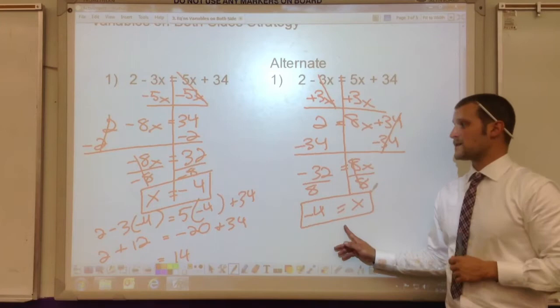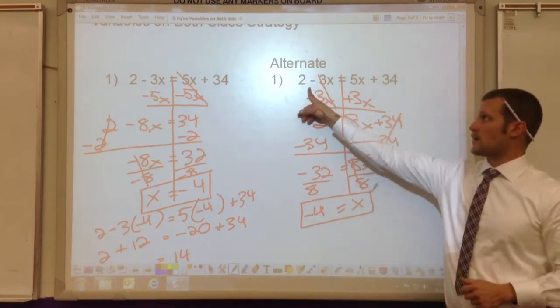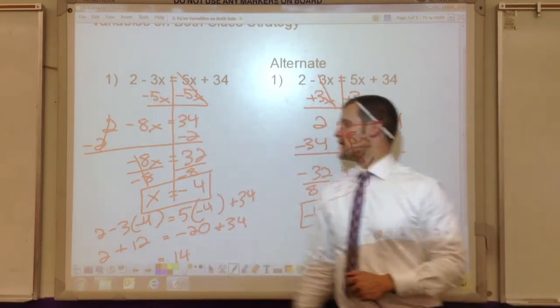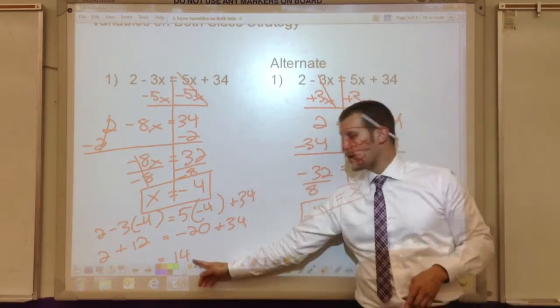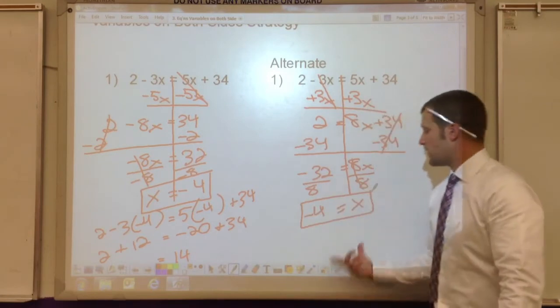And I would check my answer, but if you notice, I started with the same problem that I did back here. So checking this answer would be exactly like checking this answer. It's going to work. I know I get 14 equals 14. Perfect.